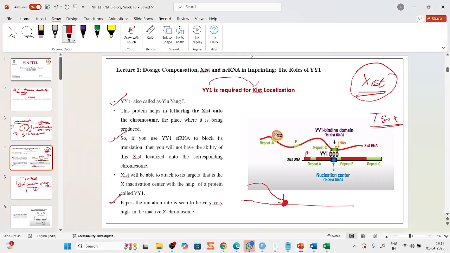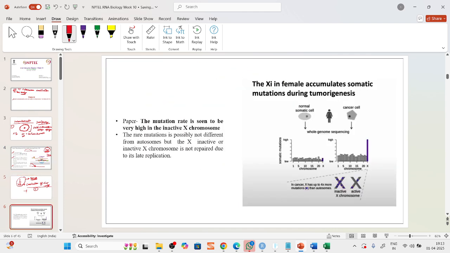Okay, so this is a paper that describes that. Now, this is what was there in the paper, that the mutation rate is seen to be very high in the inactive X chromosome. And the rare mutation is possibly not different from autosomes, but the inactive chromosome is just not repaired due to its late replication. Okay, that is not an important point. So this is the important point from the gist of the paper.